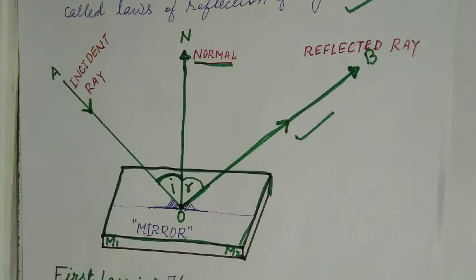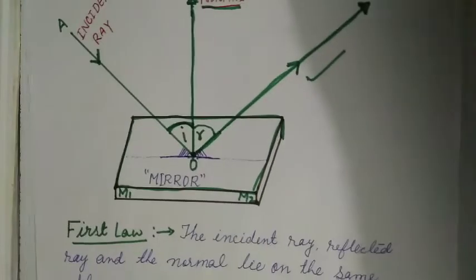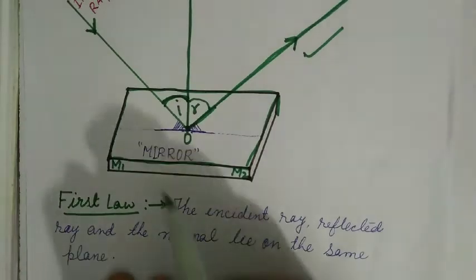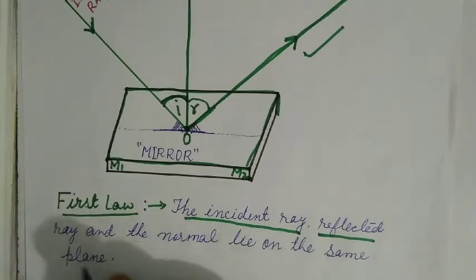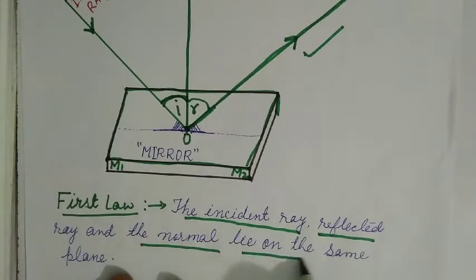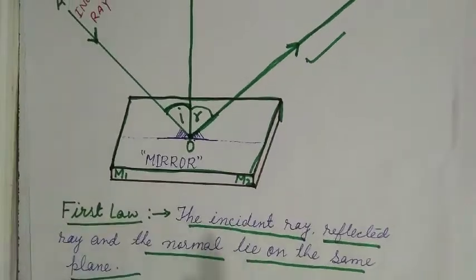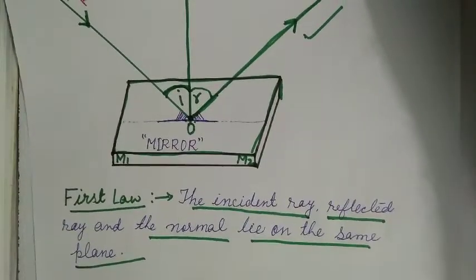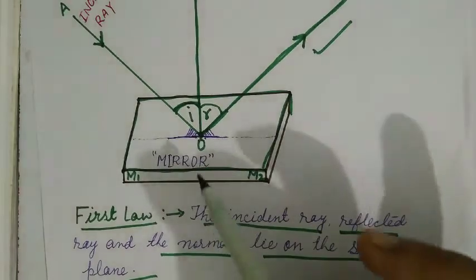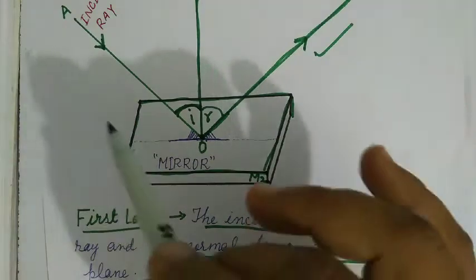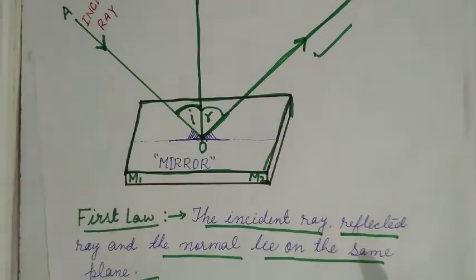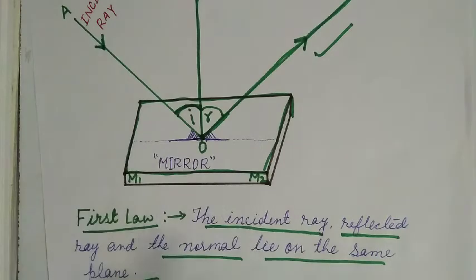So the first law of reflection states that the incident ray, the reflected ray and the normal lie on the same plane. Here O is the point of incidence, where the reflected ray, normal and incident ray coincide. This is the common point. Here I have taken a mirror. We can see the reflection of light easily, and it follows this.